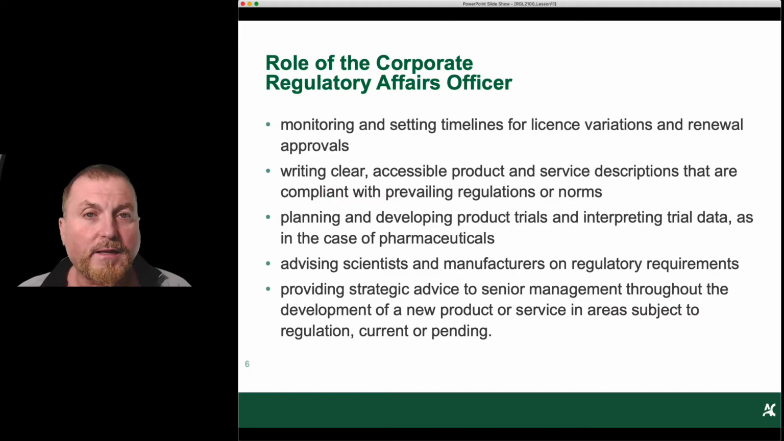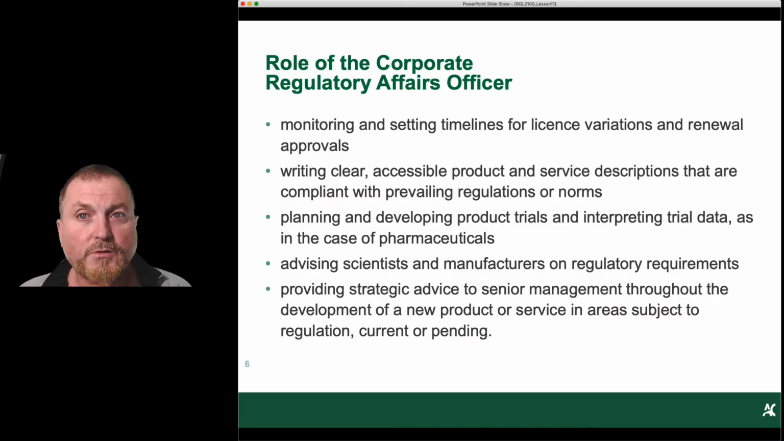Writing clear and accessible product and service descriptions that are compliant with prevailing regulations or norms. For example, on labeling requirements for pharmaceuticals or labeling requirements for any class of chemicals, right? The regulatory affairs person needs to make sure if their company is producing chemicals that all of those descriptions are in compliance with regulation.